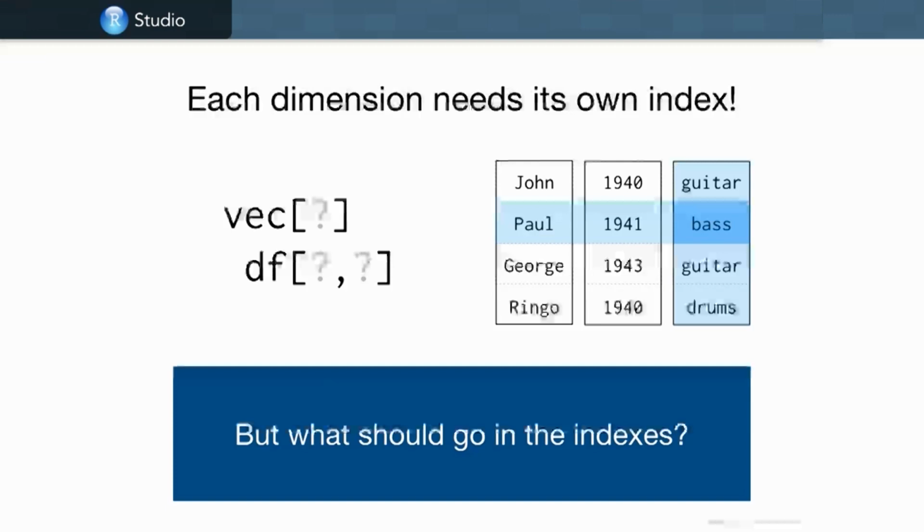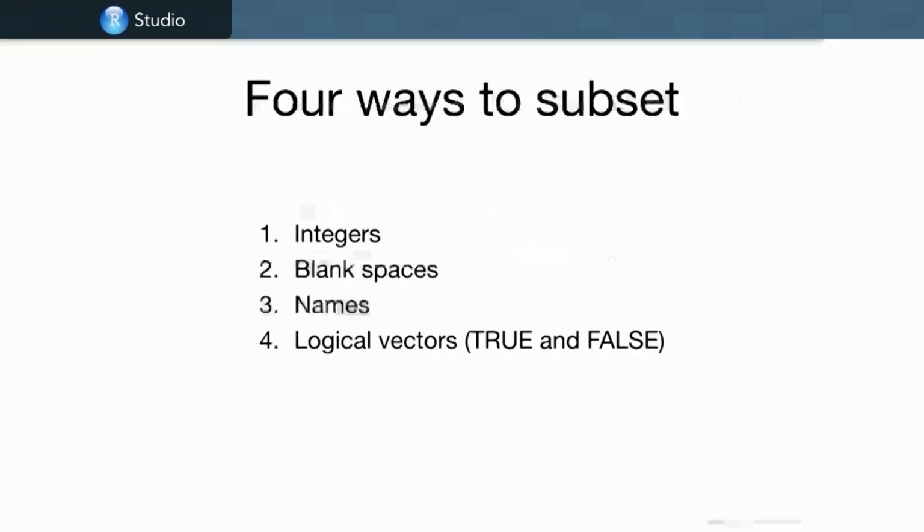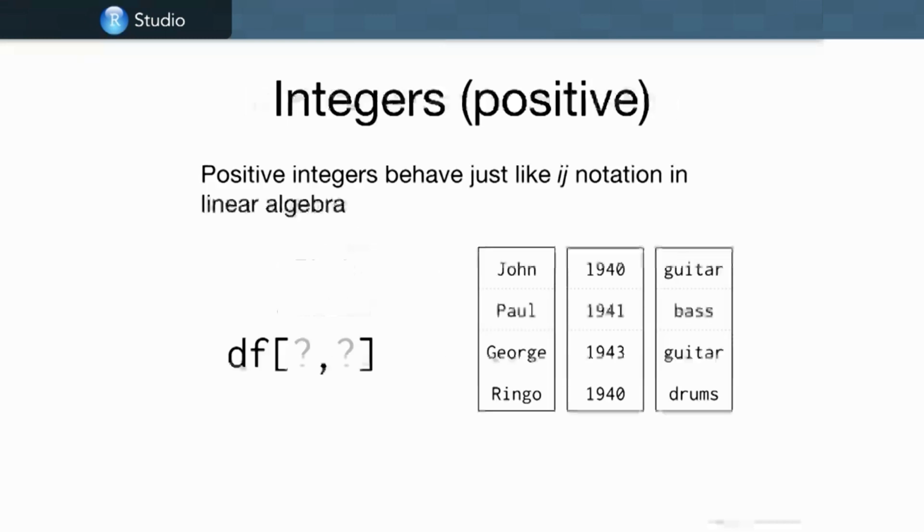But what should go in the indexes? You have some options. There are basically 4 different subsetting systems that you can use in R. And we'll go through each of them because they're all pretty simple and they all come in handy in different places. The first is to use raw integers, just numbers, or you could use blank spaces, names if your object has them, and even logical vectors. So let's take a look starting with integers.